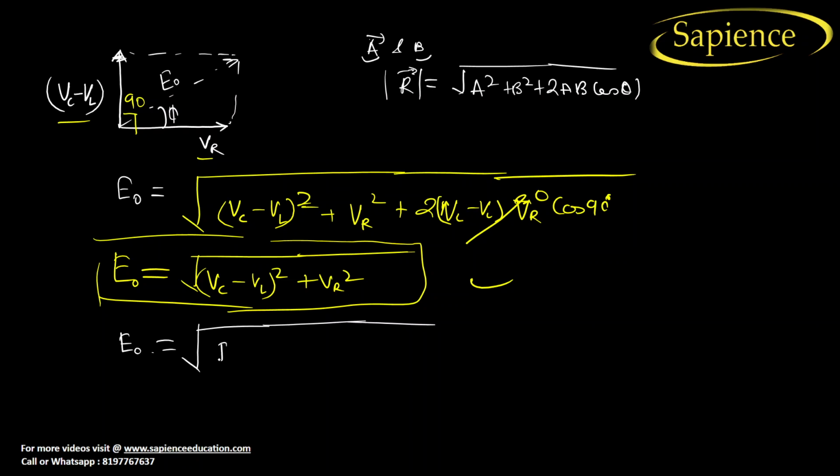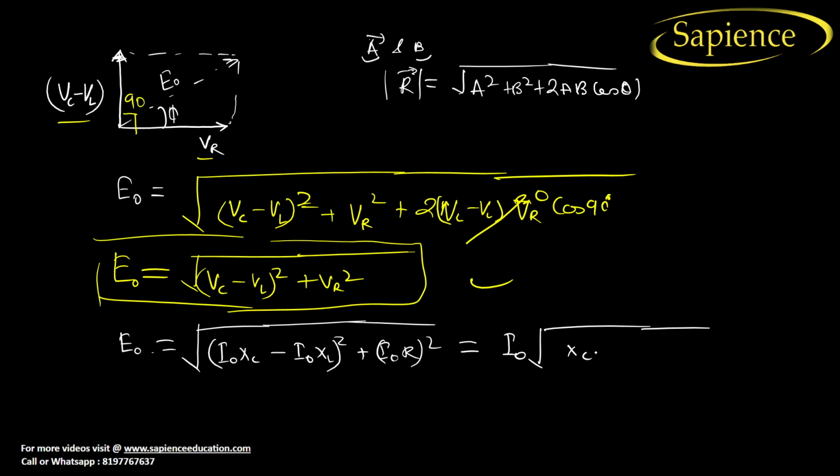Vc minus VL is equal to I naught into Xc minus VL, whole square, plus I naught into R, whole square. Now when we take this, we will get I naught as common from everywhere. So we will get Xc minus XL whole square plus R square, and this is equal to E naught. We can write here E naught by I naught.